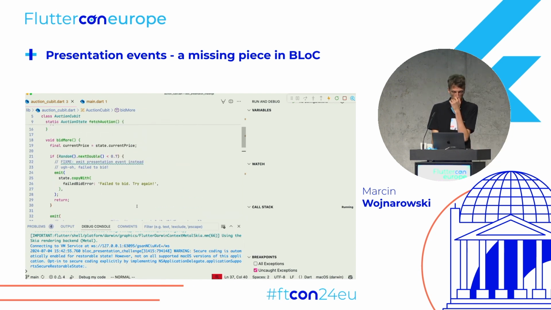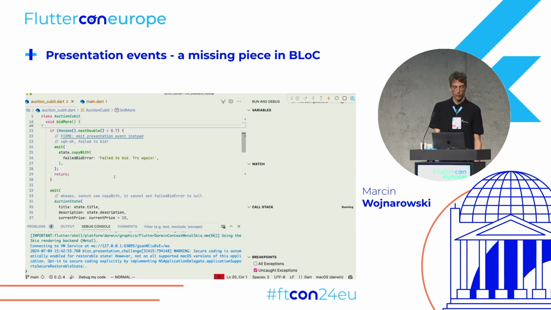And the first issue we can see here is that, let's say we have a chance of failing for whatever reason. So we would like to emit the presentation event here, because currently what we do is we emit the state. However, we copy over the failed bid error with our new message. And again, the error that is not visible here is that if we emit the same state twice, it will not actually be emitted, because it will not diff as a different state. So we'll refactor that in a moment.